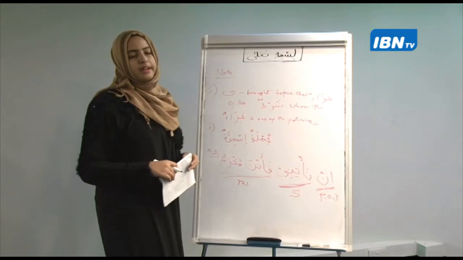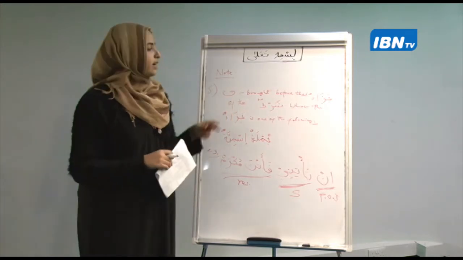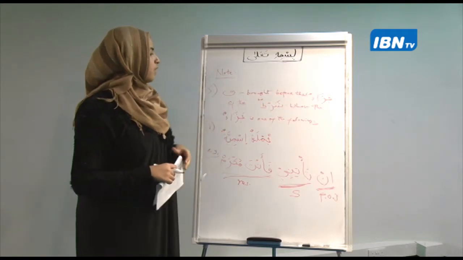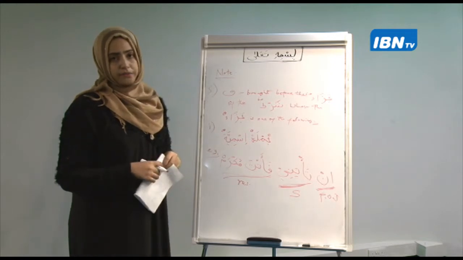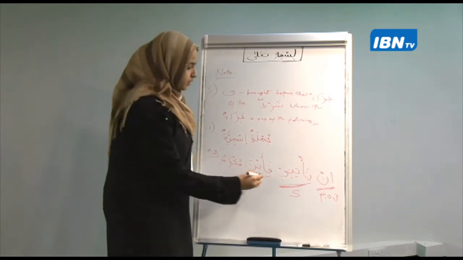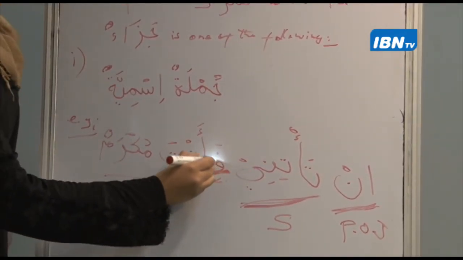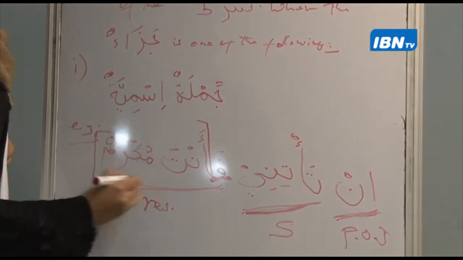Now notice where the fa comes. Judging from the ruling here, we had said that fa is brought before the jaza of the shart. So what is the jaza of the shart? This is my jaza. Fa is brought before. So this is my fa here. My jaza starts from here, to be precise, it starts from there.